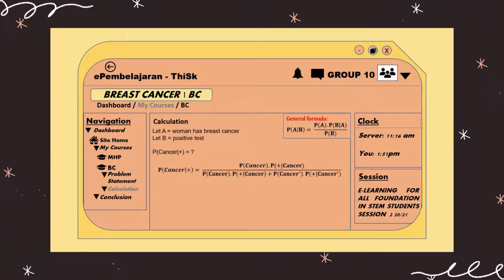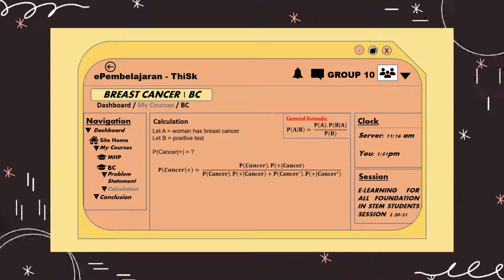First of all, let event A be the woman who has breast cancer and let event B equal the result being tested positive. So we want to figure out the probability that the woman actually has cancer given that her test result was positive. So using our Bayes' theorem shown on top, we can actually come up with our solution.